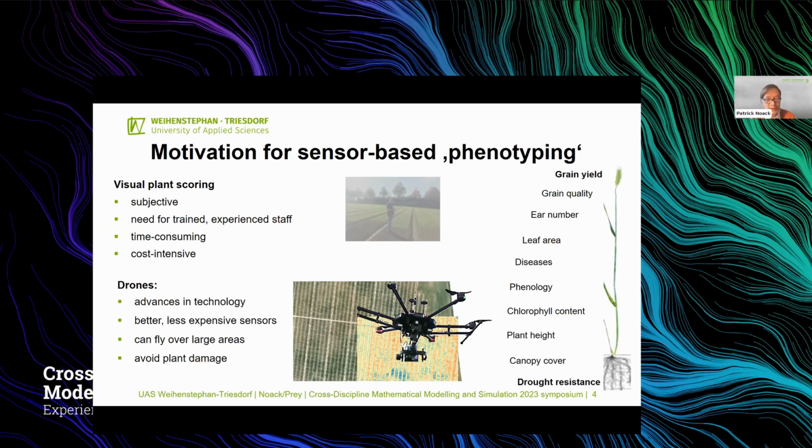because we've got continuously better and less expensive sensors, including cameras and other things, that can fly over large areas, and it avoids plant damage. So we've got different traits, which you can see on the right-hand side, which we are looking at. And our main trait in this project was to find out whether we can predict grain yield and whether we can say something about drought resistance.